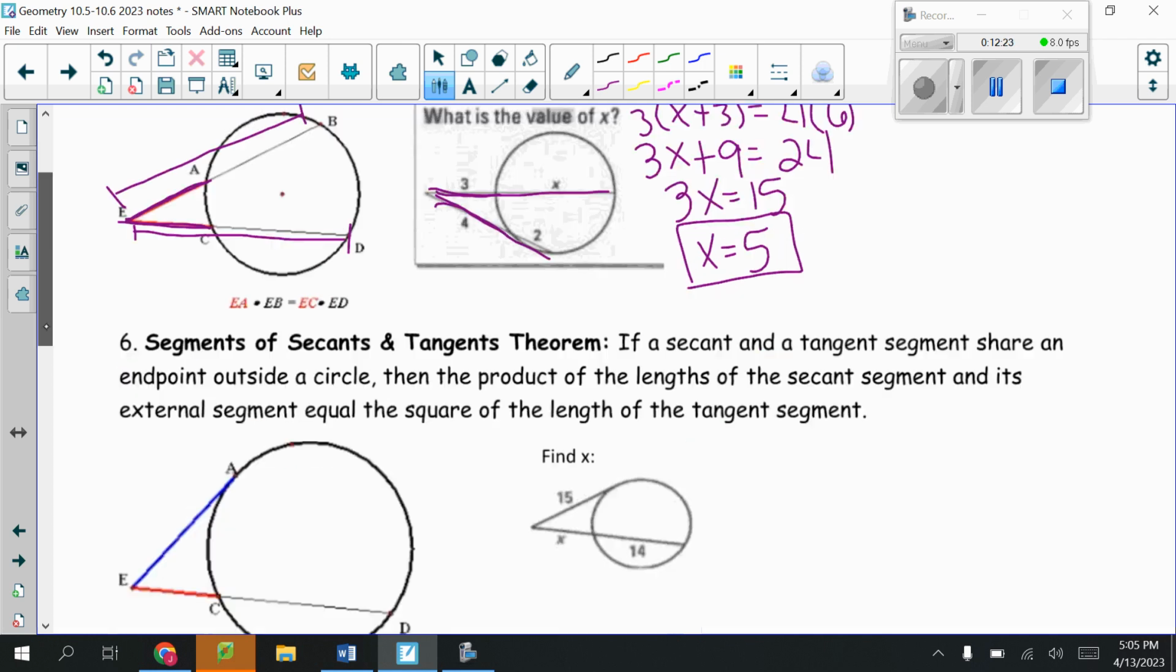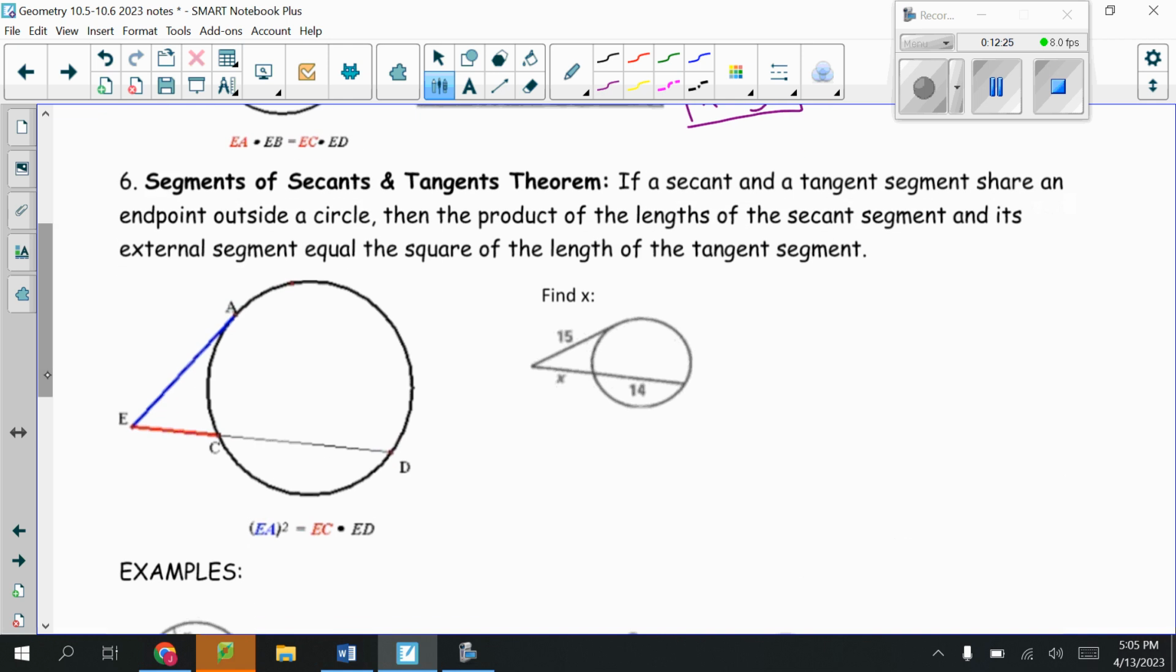One last theorem, the segments of the secants and tangents. If a secant and a tangent share an endpoint outside a circle, the product of the lengths of the secant segment and its external segment equals the square of the length of the tangent segment. So here EA is my tangent, so I square that, EA squared. I set that equal to the external part, EC, times the entire length. So let's try that one.